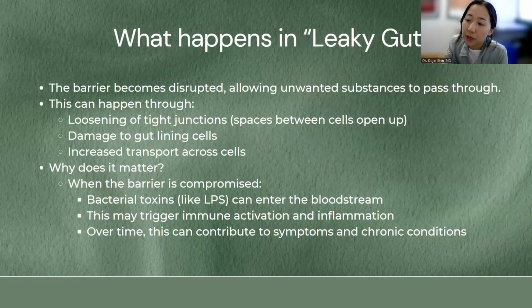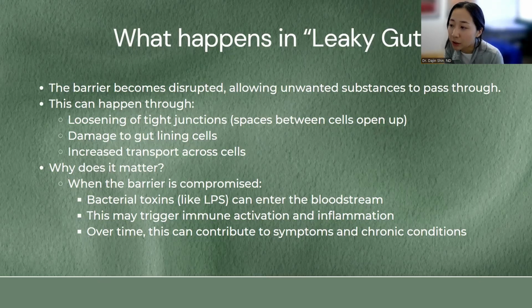When the gut barrier is disrupted, those protective mechanisms can start to break down. Tight junctions can loosen, the lining cells can become damaged, and more substances can pass through than they should. This matters because things like bacterial toxins can enter the bloodstream and trigger immune activation and inflammation. Over time, this can contribute to ongoing symptoms and even chronic conditions.